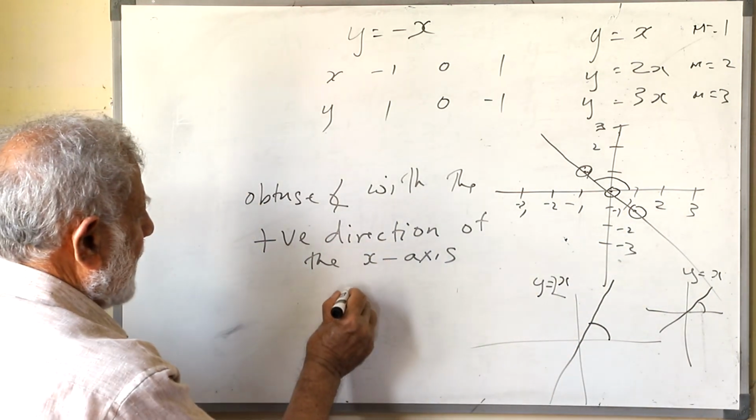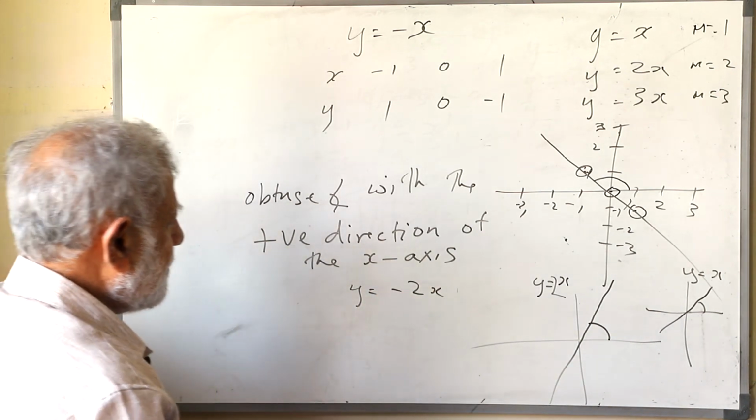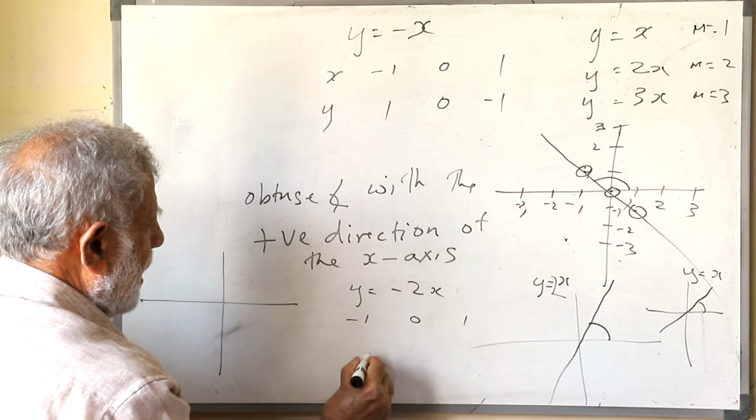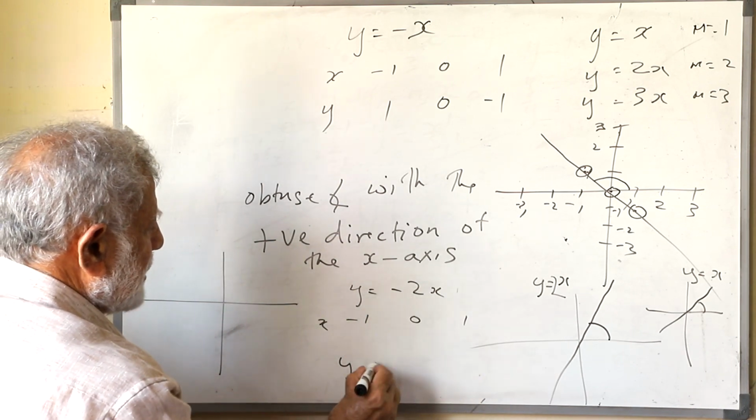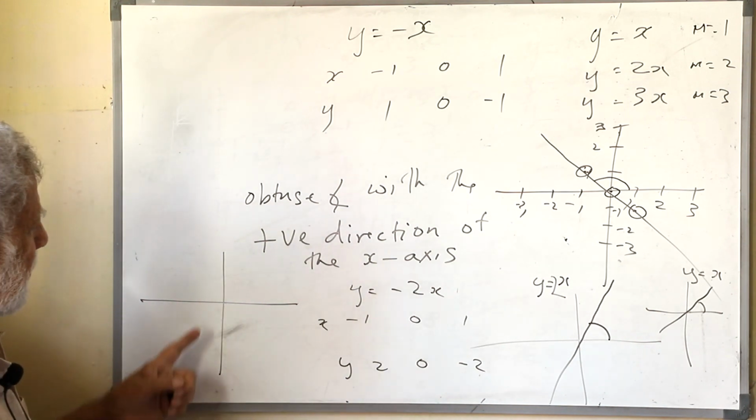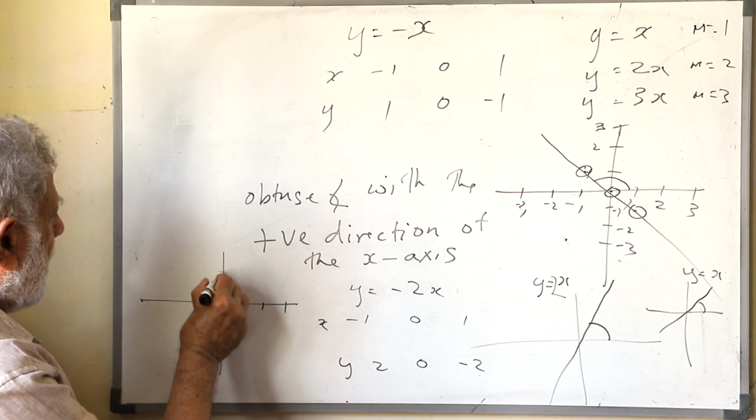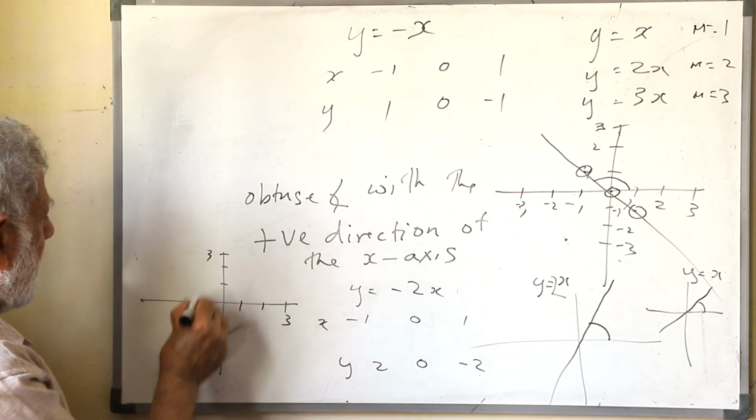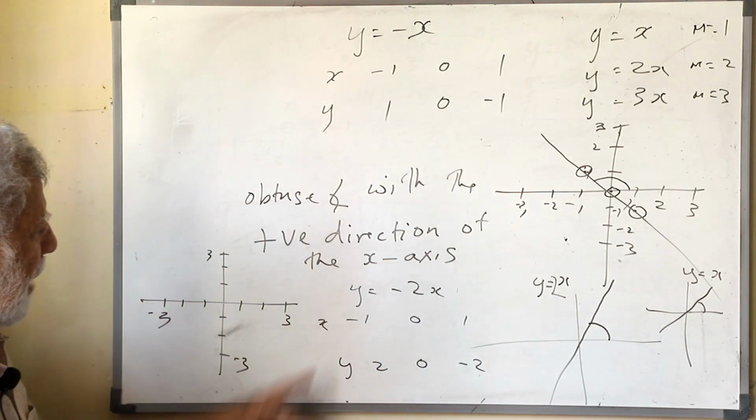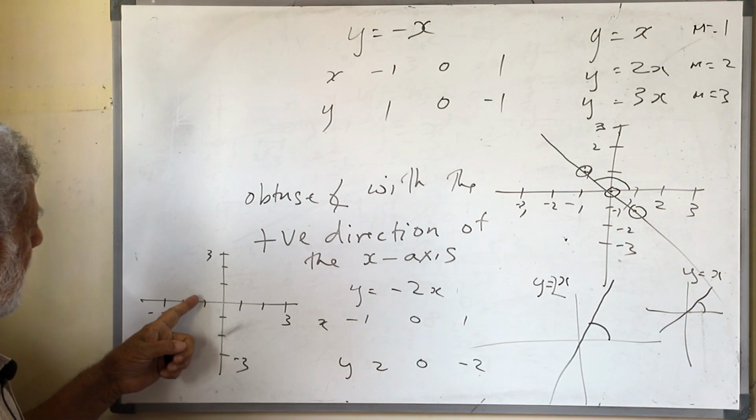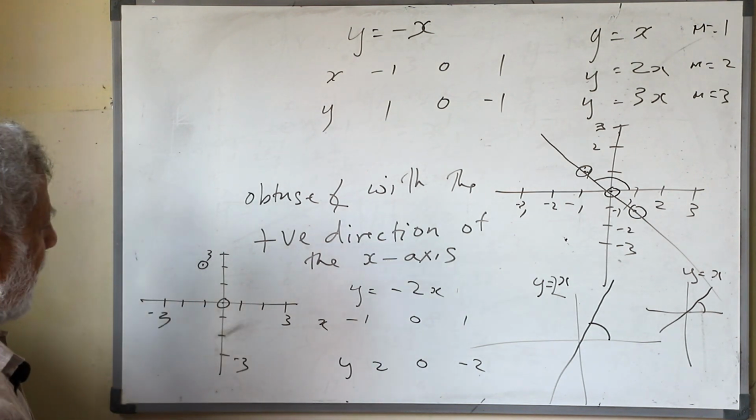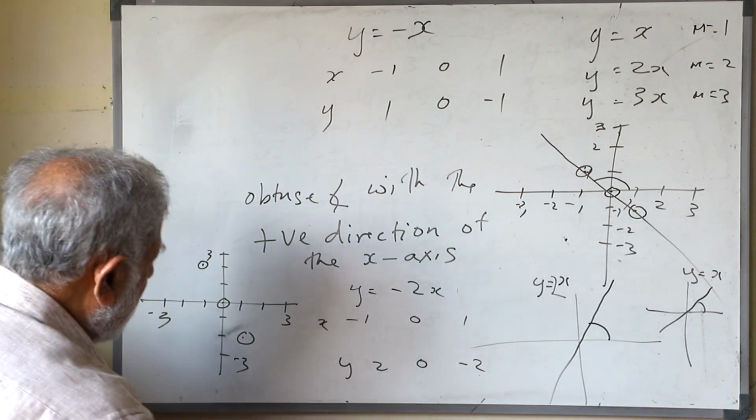We'll take another example. We'll take y is equal to minus 2x. So x equals minus 1, 0, 1, and y is equal to 2, 0, 0, and when x is 1, minus 2. So the points here: minus 1, 2. 0, 0. 1, minus 2. So the graph is coming like this.